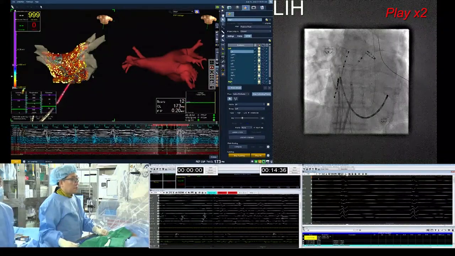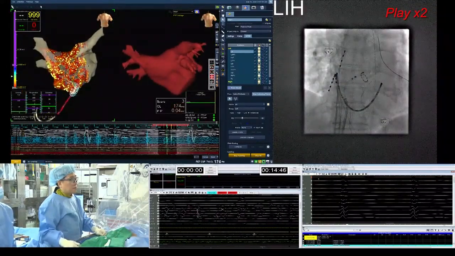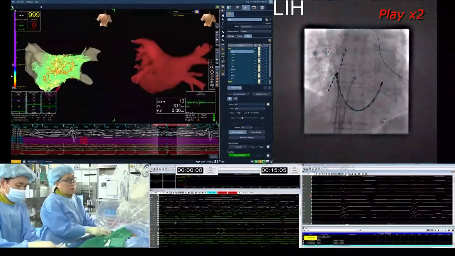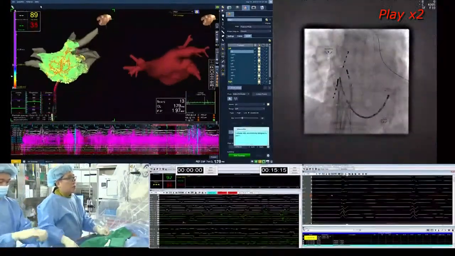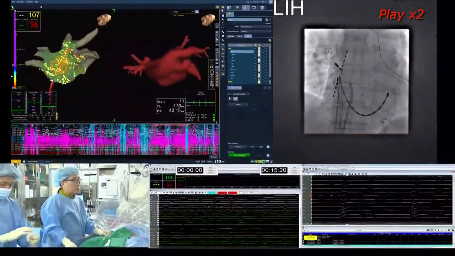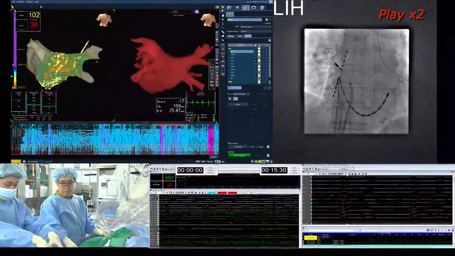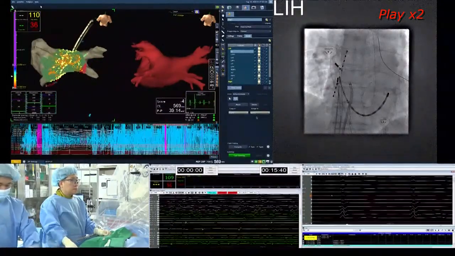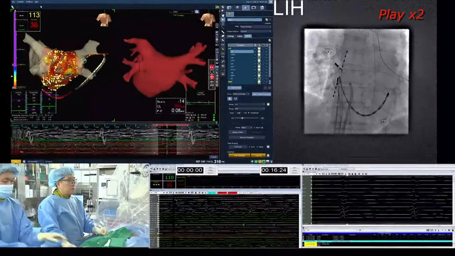So you can see these small white spheres, which mean the fractionated potential locations. So even during atrial fibrillation, it is quite easy to find where the fractionated potential exists. And then after getting the general geometry with the ring catheter or HD grid catheter, I exchange to the ablation catheter to check out the secondary branches.